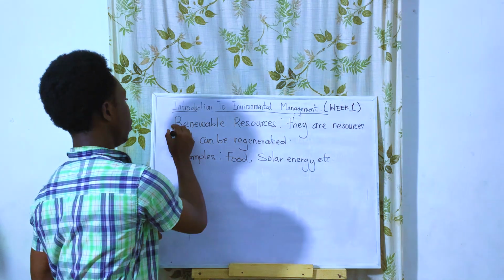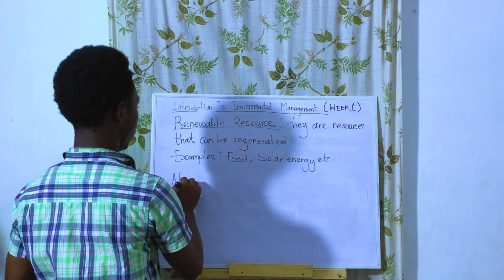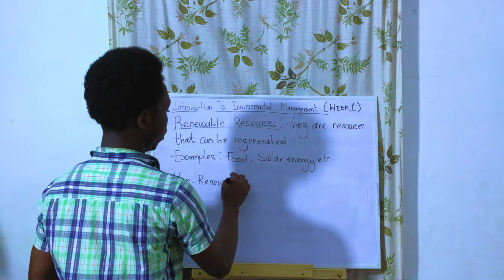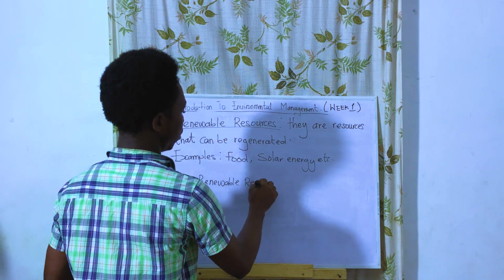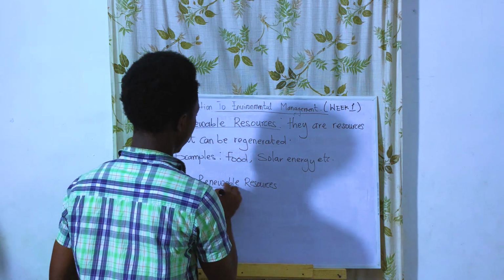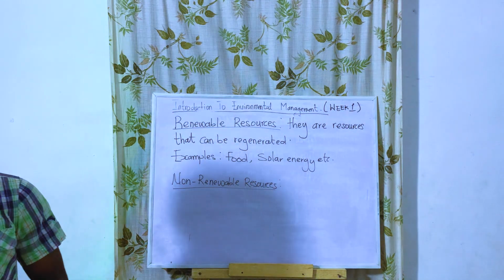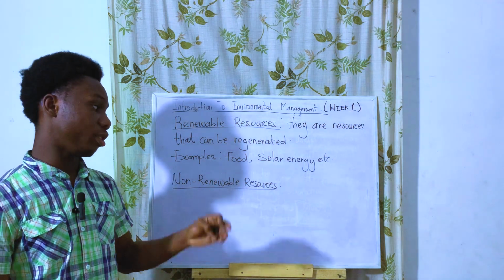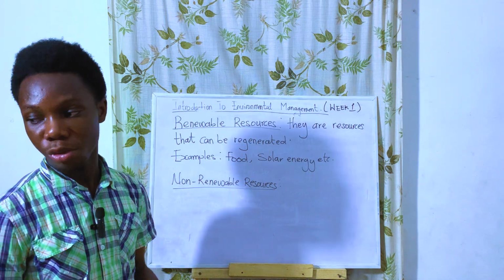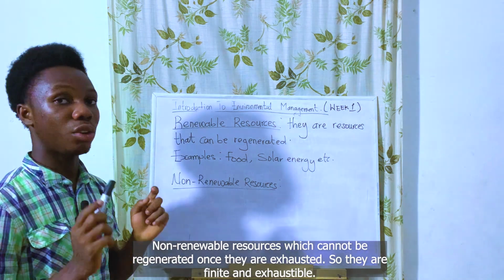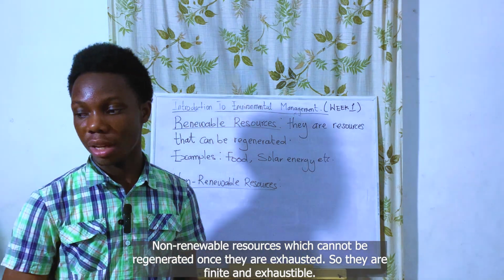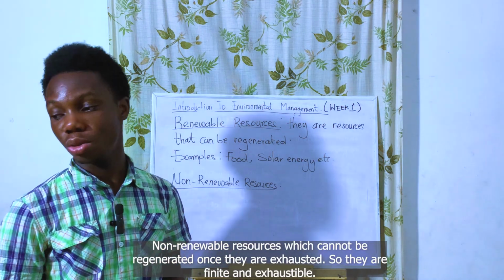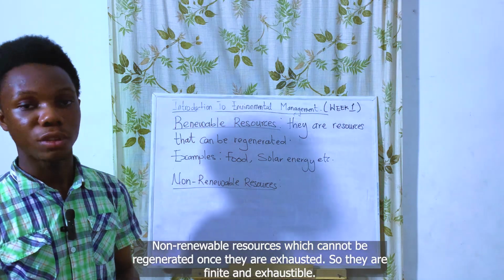Now let's look at non-renewable resource. So this is the last thing. Non-renewable resources are resources that cannot be regenerated once they are exhausted. So they can't be regenerated once they are exhausted. So example is fossil fuel.